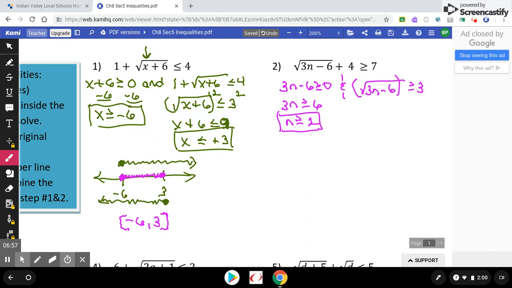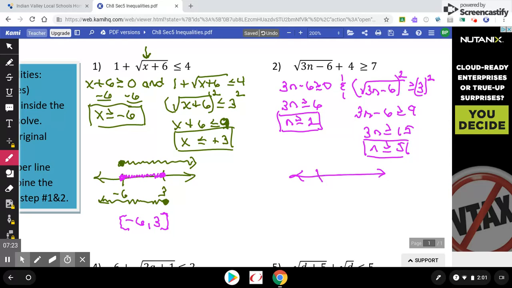Again, how do we get rid of a square root? We square it. See if I can remember to actually square the 3 this time. Got it. Going to add 6 to both sides. Got it. Going to divide both sides by 3. Got it. Okay. And I'm going to use a number line to help me out here.